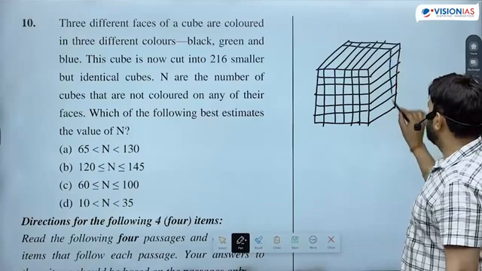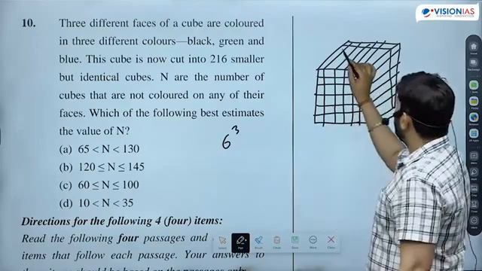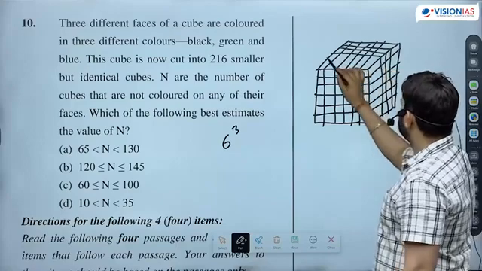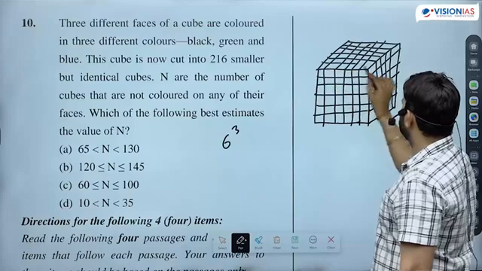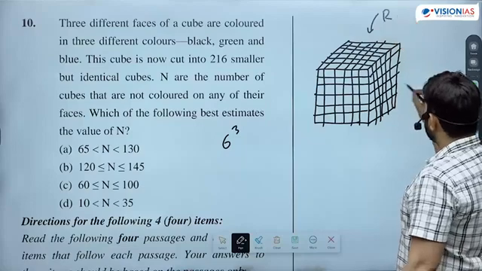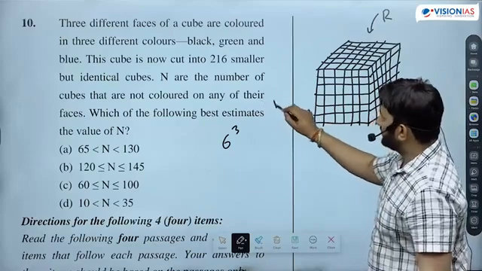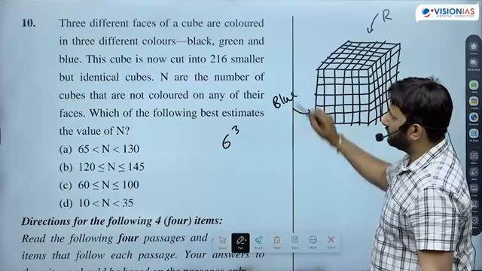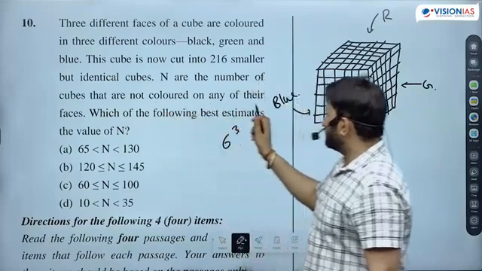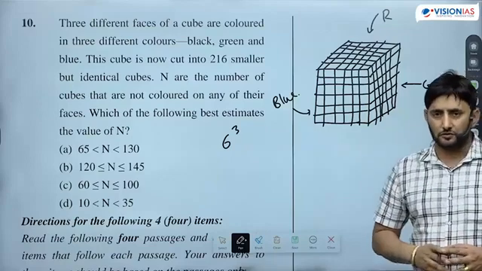216 means length, breadth and height will become 6, right? 216 is 6 cube. So we should have 6 layers on each side. So I'll take the first case, children: on top it is red, this side green and this side it is blue color. N is the number of cubes that are not colored on any of their faces. Now we need to find those pieces which do not have a color at all.